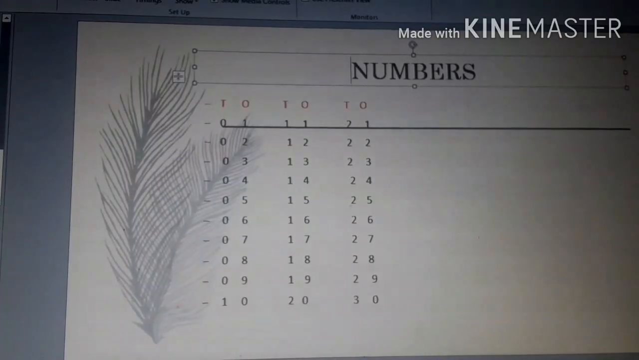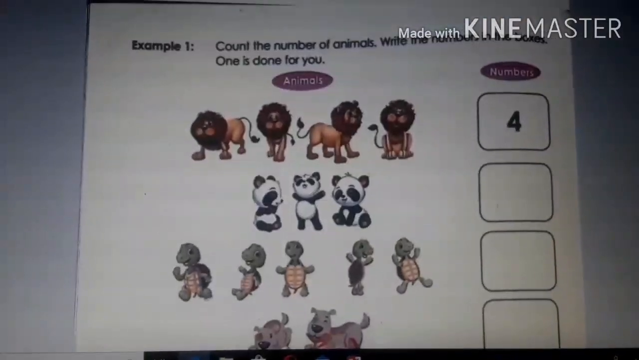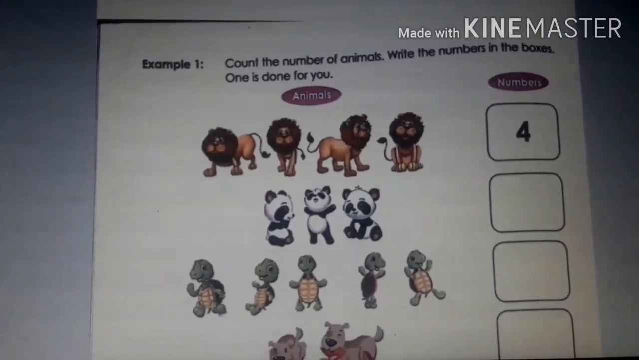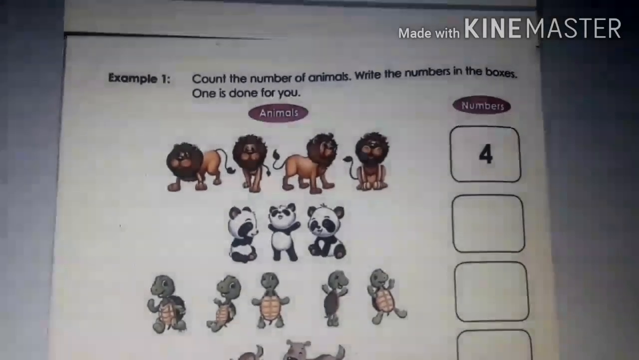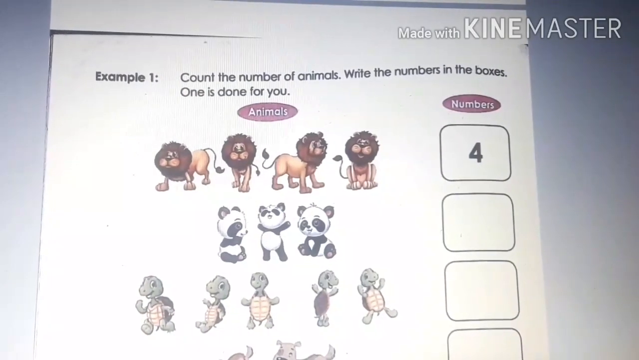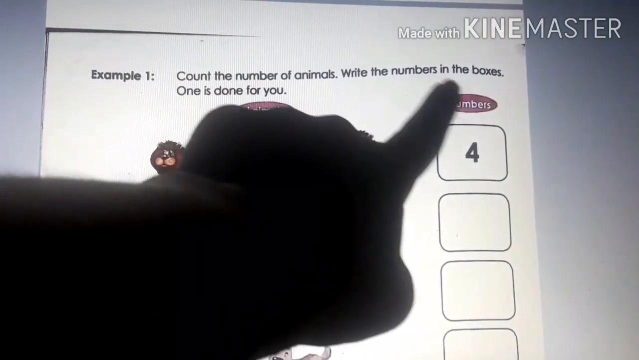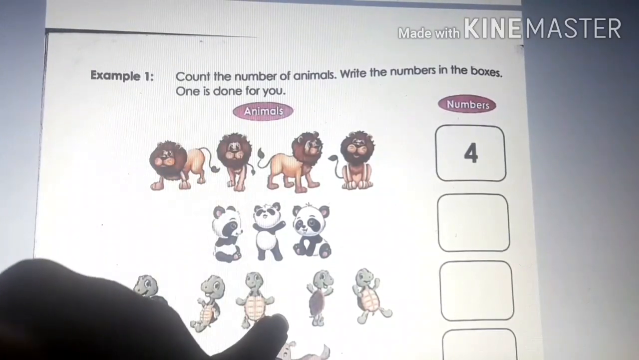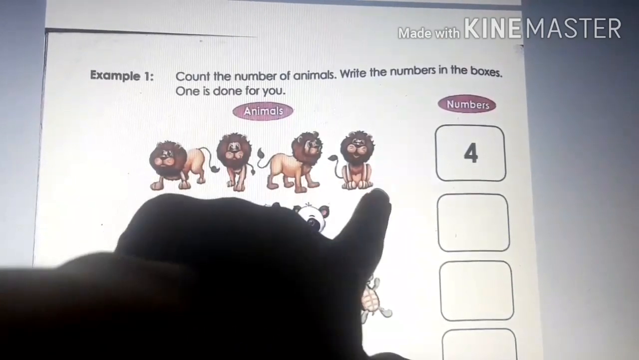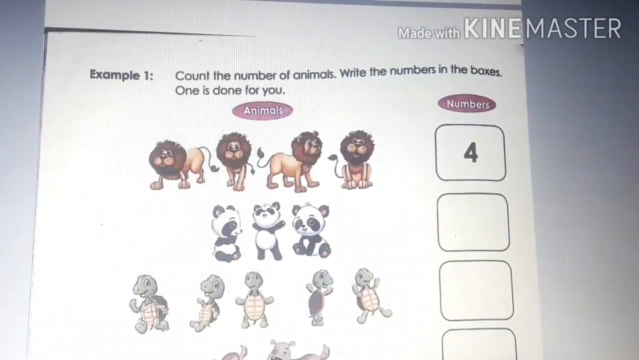Next. Example 1, take out page number 28. You can see here, count the number of animals and write the numbers in the boxes. One is done for you. So here are all the animals and you have to count the animals and write the numbers in the box below. Clear?